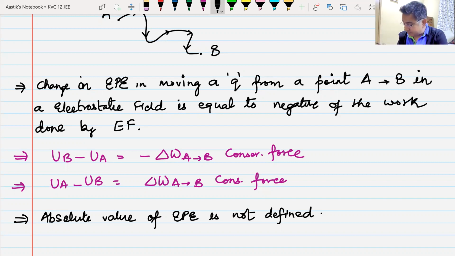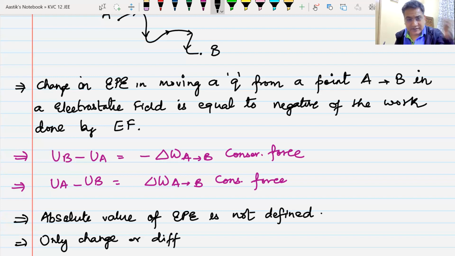Then what is defined? Only change. When I say change, it is final minus initial, or difference, initial minus final. Difference of electrostatic potential energy is defined.